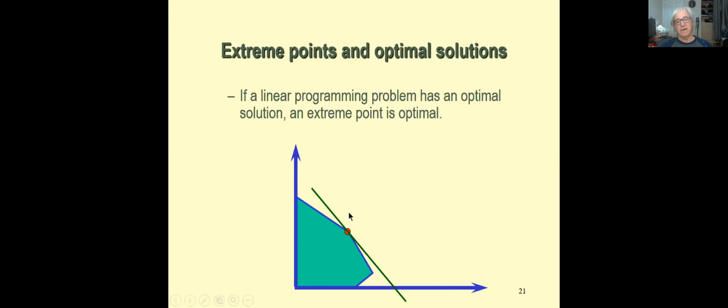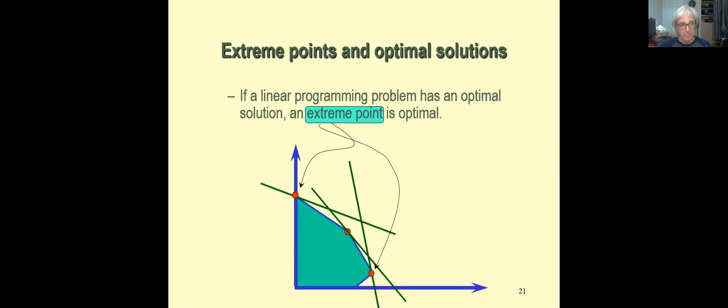But maybe this is an accident, and well, the fact is it is not. Here is another objective function, not the one that we had, and it's to be maximized. And when it is maximized, it stops at an extreme point. And here is a third function to be maximized, and it will stop at an extreme point. So if there is an optimal solution to a linear programming problem, there is an optimal extreme point.